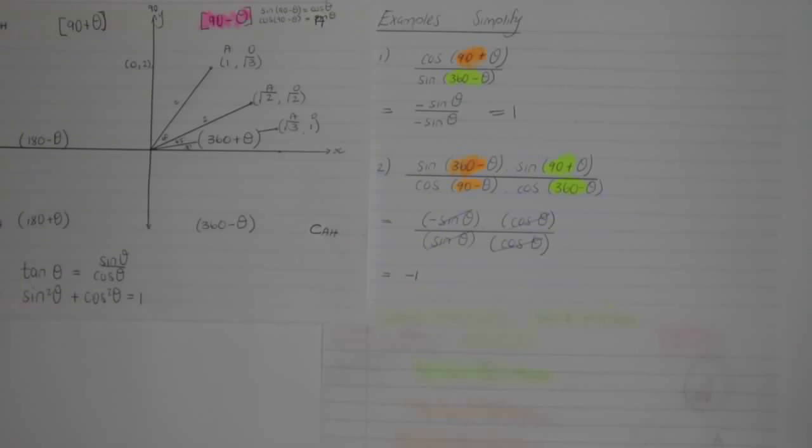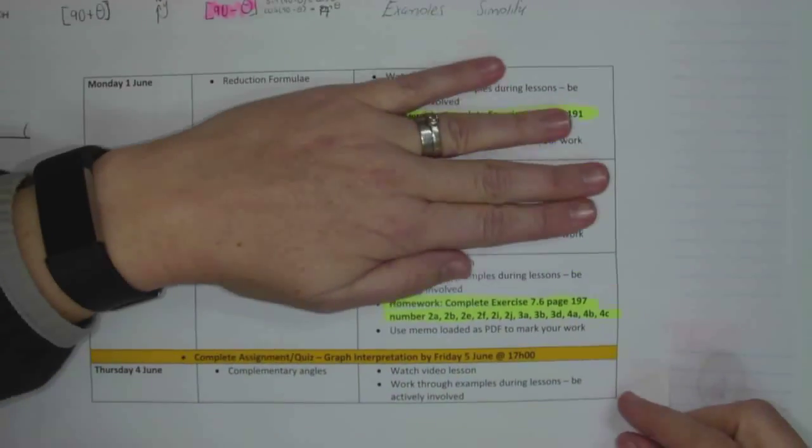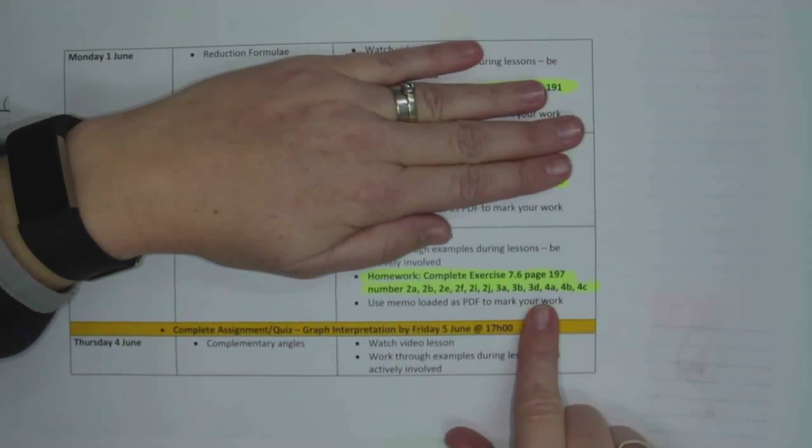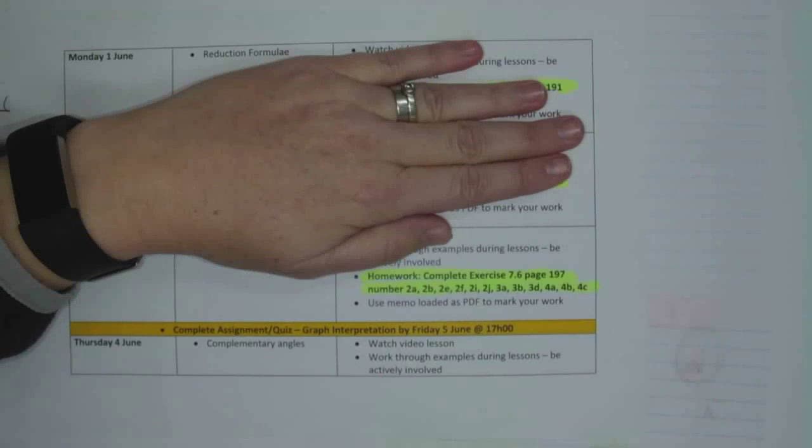Right, I hope that you can work through these examples by yourself. Your homework for today is exercise 7.6, the numbers in 2 and 3 and 4 that I've highlighted there. Right, have a nice day, grade 11s.